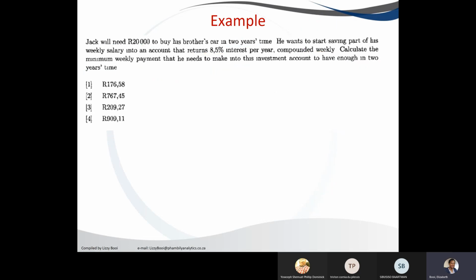Calculating on your financial calculator, the same question. We know that we are given the future value. We know that the period, which is N, is 2 years. We know that it is compounded weekly, which is our compounding periods, our P/Y. We know that we want to calculate the PMT, which is the payment. That's what we're looking for. And our interest, which is our I/Y, is 8.5.